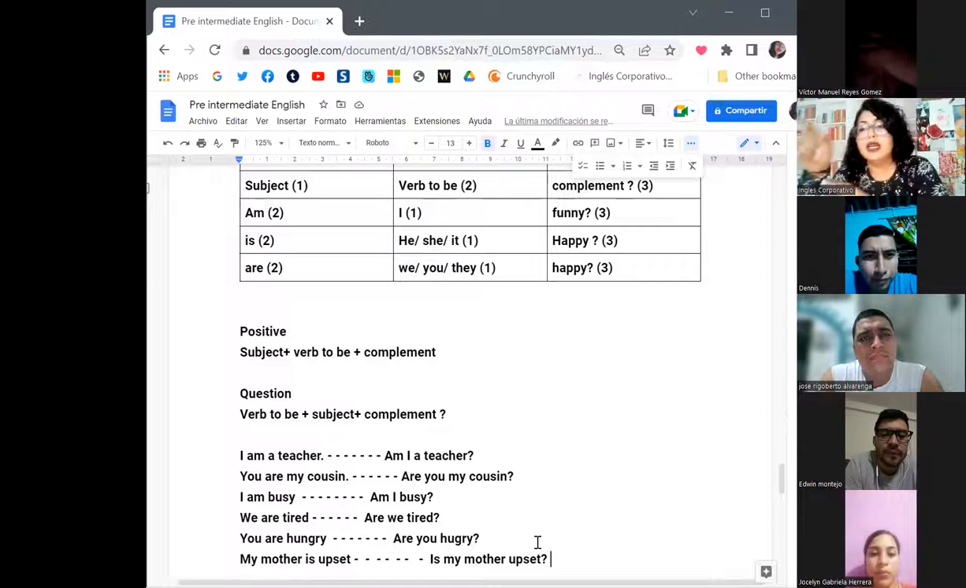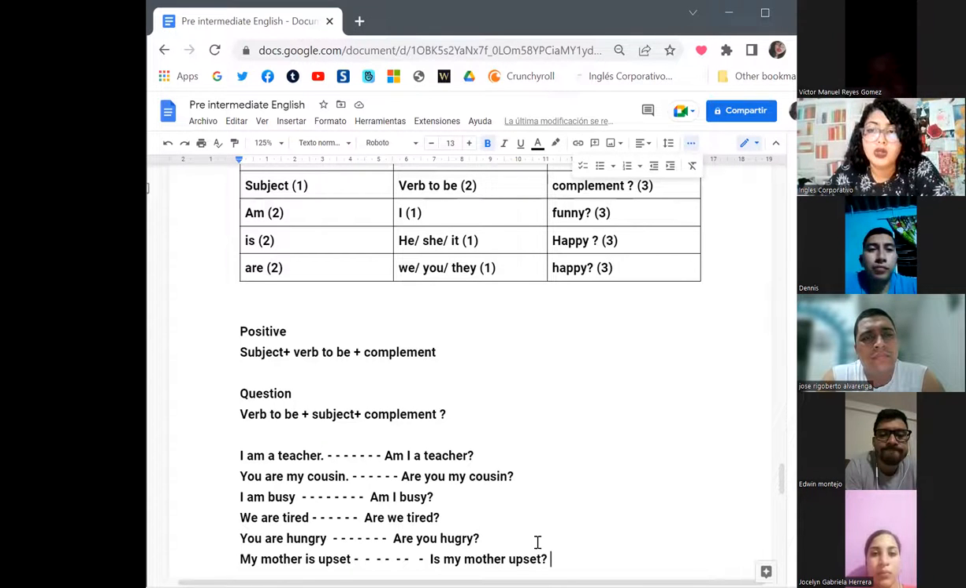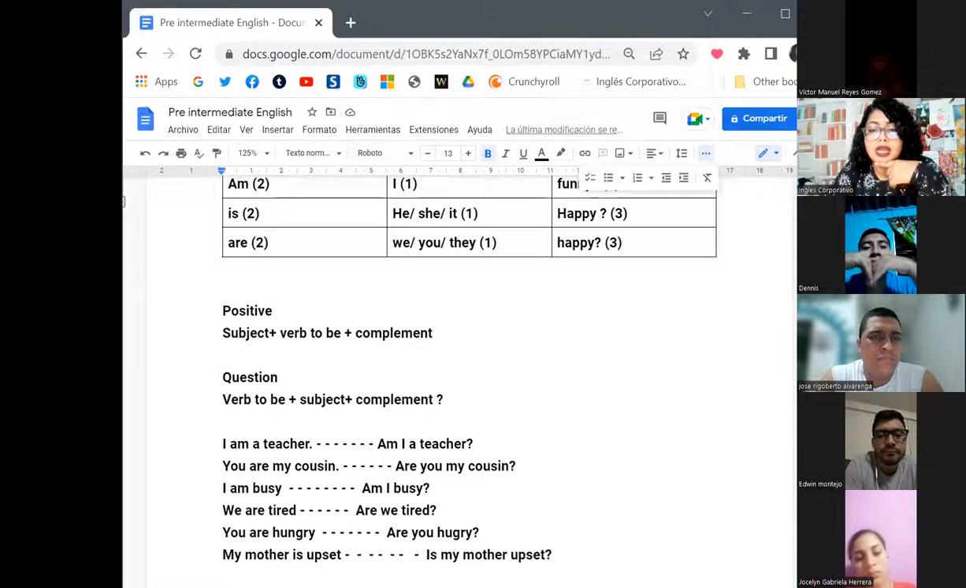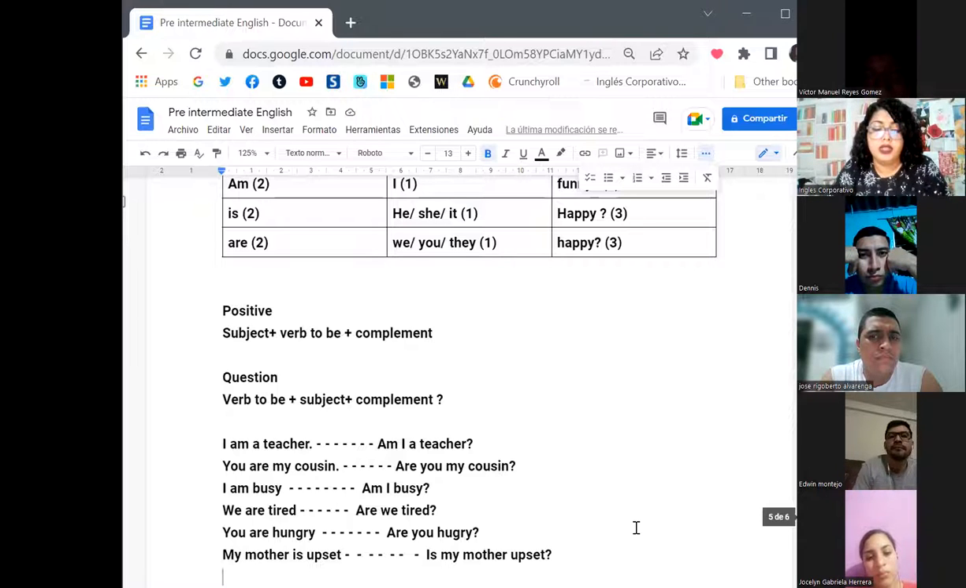Y más adelante ustedes van a conocer que también son las que utilizan el auxiliar did or do. Do en presente y did en pasado. Pero estas que van con el verbo to be son yes, no question. So, let's see. We are going to see the other category of questions. Vamos a ver la otra categoría de la pregunta y vamos a ver las WH words.